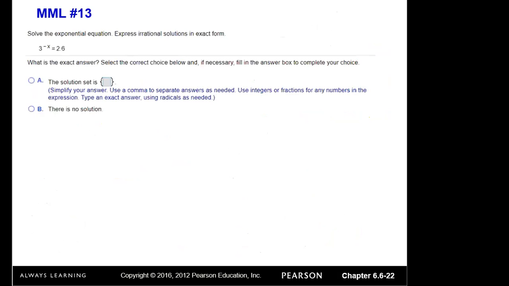All right, and then this one is exponential. It says solve the exponential equation. Well, my base on the left is a 3, and my base on the right is a 6, right? I got base 3 and base 2.6. The bases are not the same.